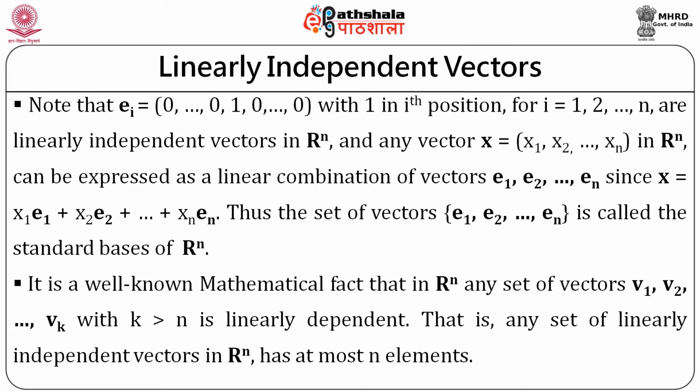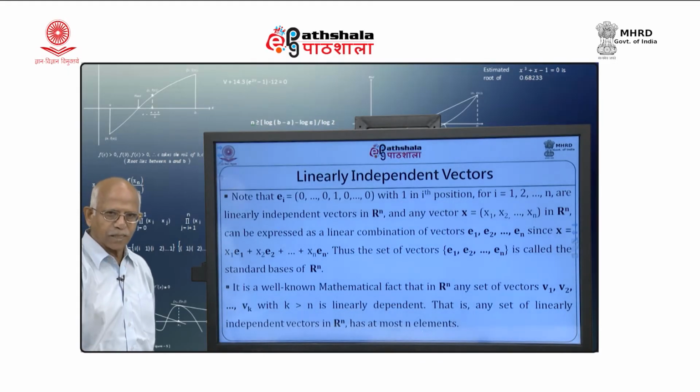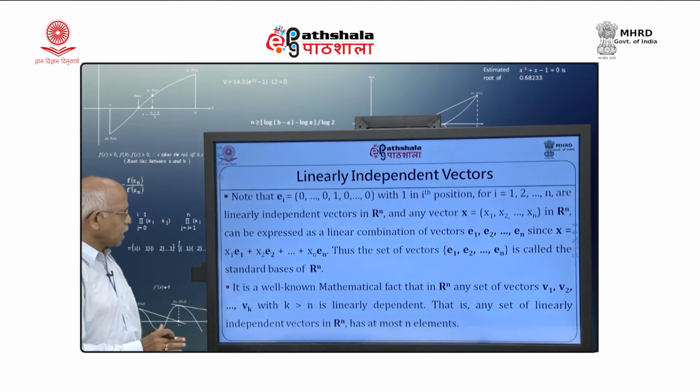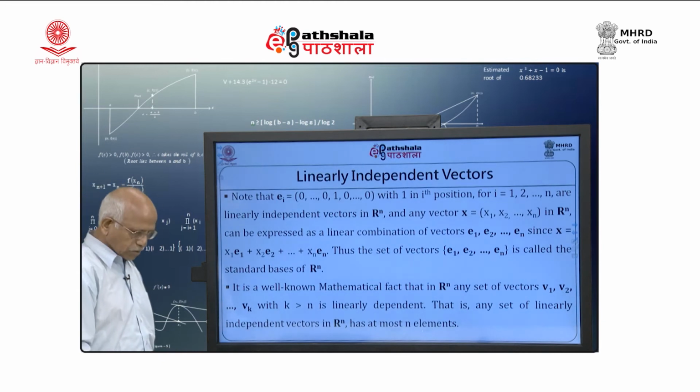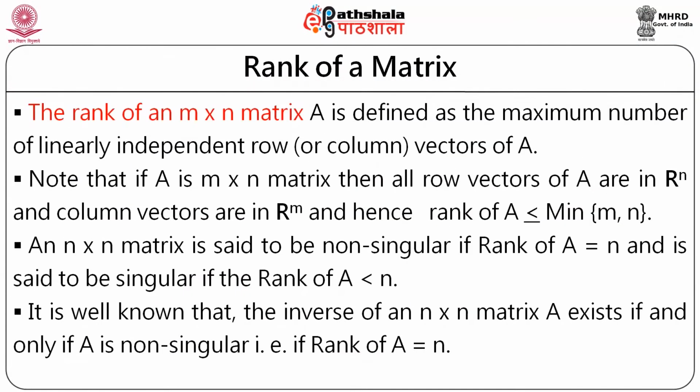It is a well-known mathematical fact that in R n, any set of vectors V 1, V 2, V 3, ..., V k with k greater than n has to be linearly dependent. That means, in R n, if a set of vectors is linearly independent, then the number of elements must be less than or equal to n. If it is greater than n, then that set of vectors will always be linearly dependent. These are all well-known concepts in mathematics. You might have learned them elsewhere also, and therefore we are quickly revising them, nothing more than that.